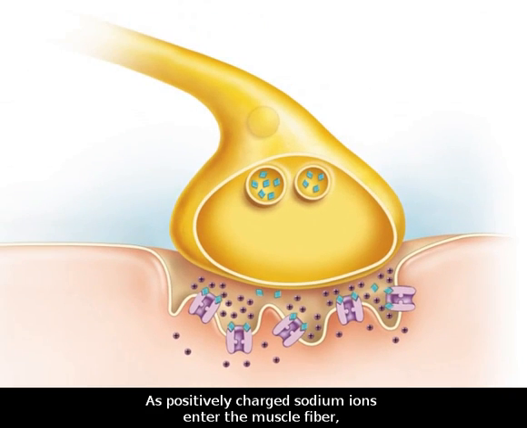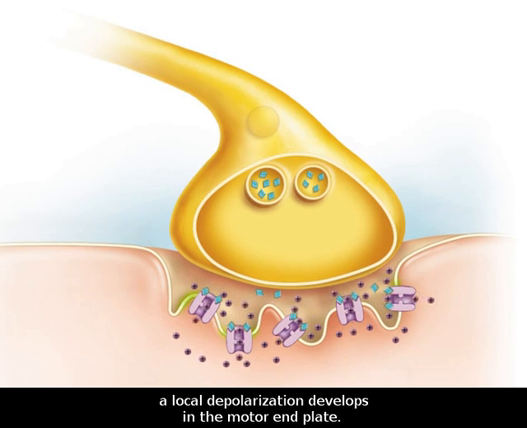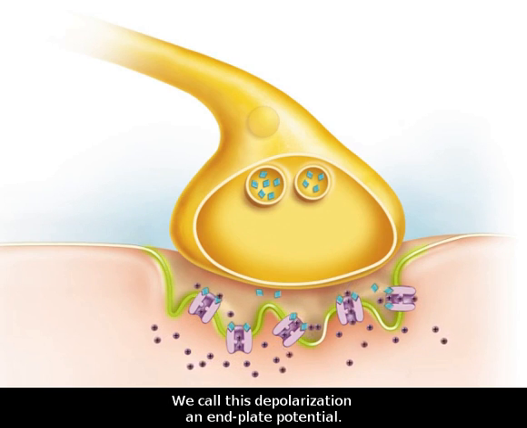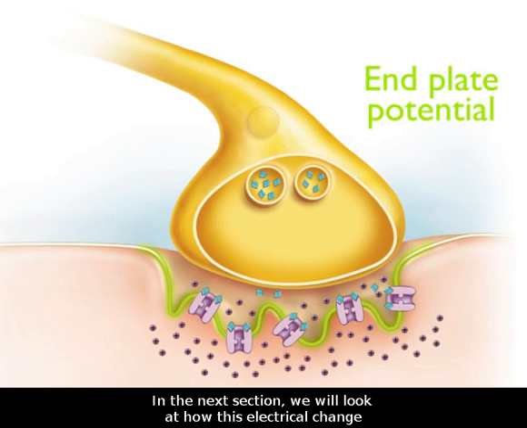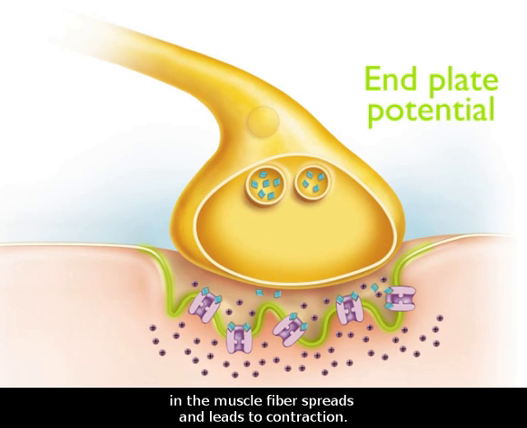As positively charged sodium ions enter the muscle fiber, a local depolarization develops in the motor end plate. We call this depolarization an end plate potential. In the next section, we will look at how this electrical change in the muscle fiber spreads and leads to contraction.